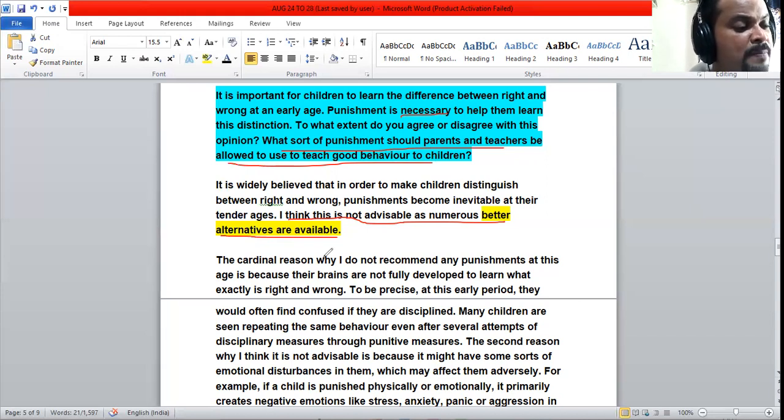Now I move to the first paragraph. The cardinal reason, it's the main reason why I do not recommend any punishment at this age. Which age? The tender age, the small age. The cardinal reason, the key reason, the prime reason, the fundamental reason, the primary reason why I do not recommend the punishment, is because any sort of punishment, is because their brains are not fully developed to learn what exactly is right and wrong.